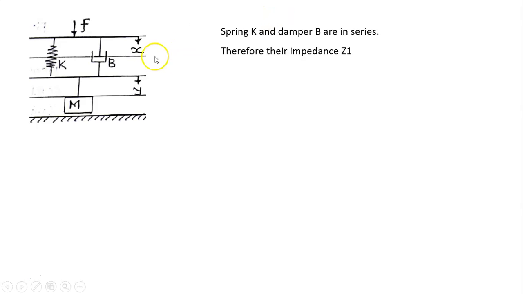First of all, we will consider these two elements, spring K and damper B. Spring K and damper B are in series. Therefore, their impedance Z1 is equal to what? BD plus K. Z1 is equal to BD plus K. This is the impedance of K and B.